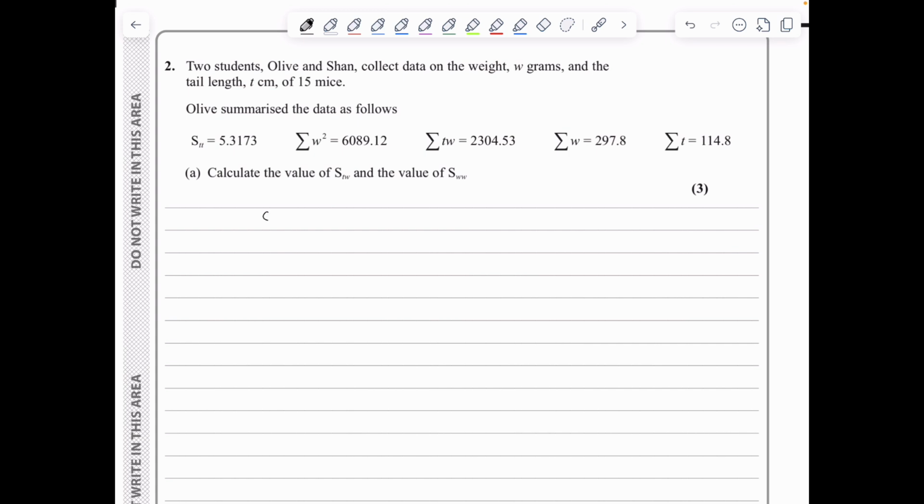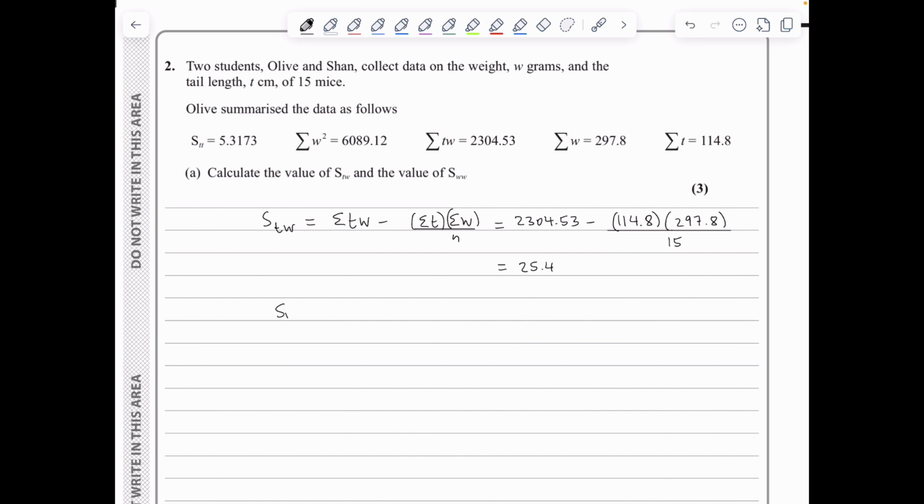Well, STW is defined to be the sigma TW minus the sigma T times the sigma W over N. This is equal to 2,304.53 minus the sigma T, which is 114.8, times the sigma W, which is 297.8, divided by the number of observations, which is 15. This gives an answer of 25.4.